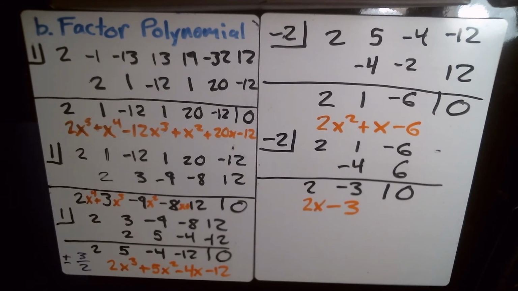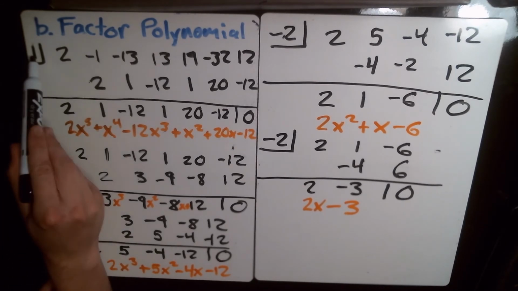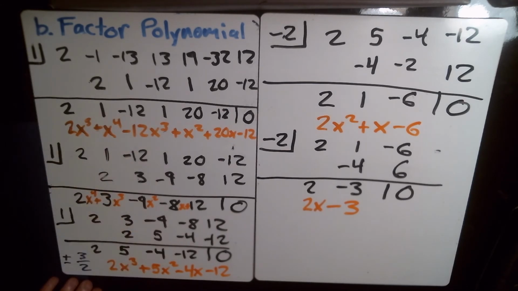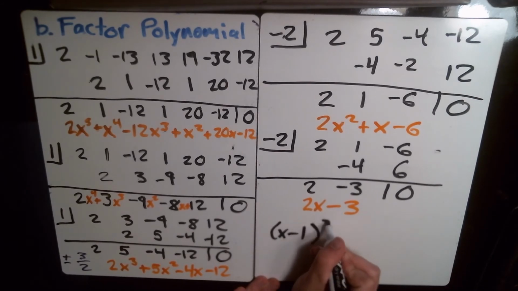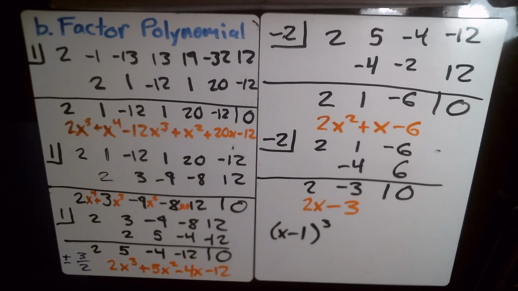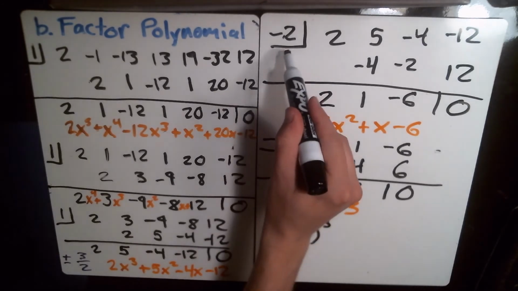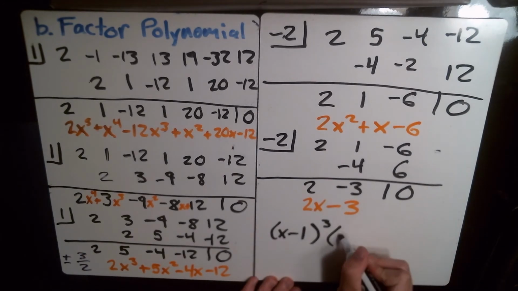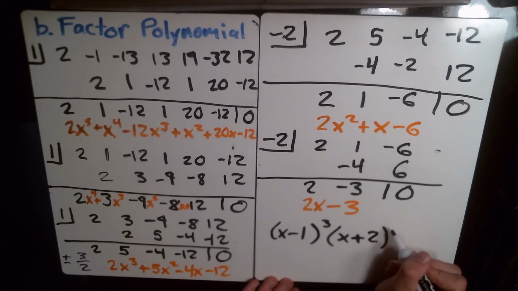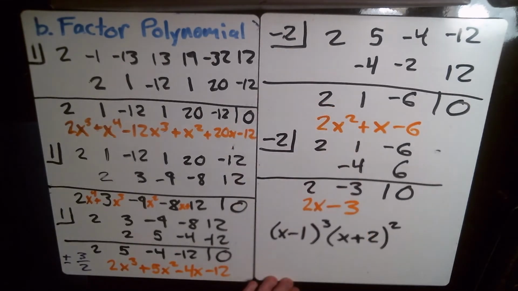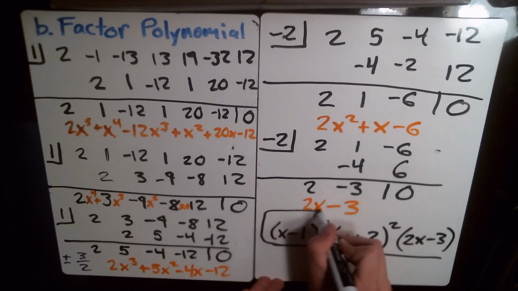So what does that tell me the factored form is? Well, I was able to factor out x minus 1 3 times, right? So my factored form is x minus 1 cubed, x minus 1 times itself 3 times. And then we were able to factor out the negative 2 twice. So that's going to be x plus 2 would be the root there, where the factor there would give me a root of negative 2. That's going to be squared because we were able to do it twice. And then my remaining factor is going to be 2x minus 3.